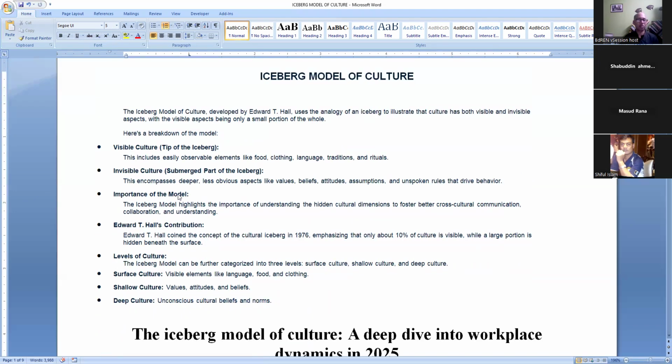Now, the importance of the model. Come to this point. What's the importance of this Iceberg model of culture? The Iceberg model highlights the importance of understanding the hidden cultural dimensions to foster better cross-cultural communication, collaboration, and understanding. We are living in the world of hybridized culture. No culture is absolute nowadays.